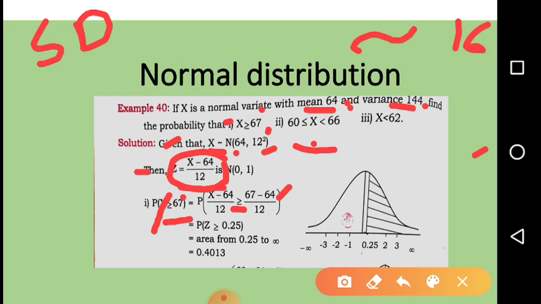So x minus 64 by 12, z is equal to, you have already taken. So in place of this, I am writing here z. Z, same sign, greater or equal to 0.25. Have I got 0.25? Yes, I got. When you do 67 minus 64 by 12, you will get 0.25. Okay? Yes. Now after that step, you have to draw this diagram.